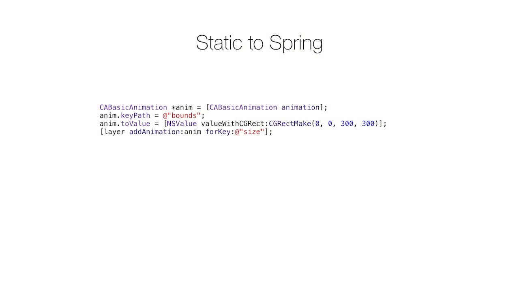So now let's take a look at what it takes to go from a static animation using Core Animation to something a little bit more dynamic using Pop. Here is basically the 4 lines of Core Animation code to animate a layer's bounds.